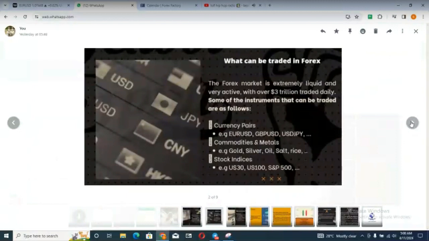Another thing that can be traded in Forex is commodities and metals. We have gold, silver, oil, salt, rice, cotton, we have so many. And lastly, we can trade the stock indices. The stock indices that we trade are the US 30, that's the Dow Jones, and the US 100, which is the Nasdaq.